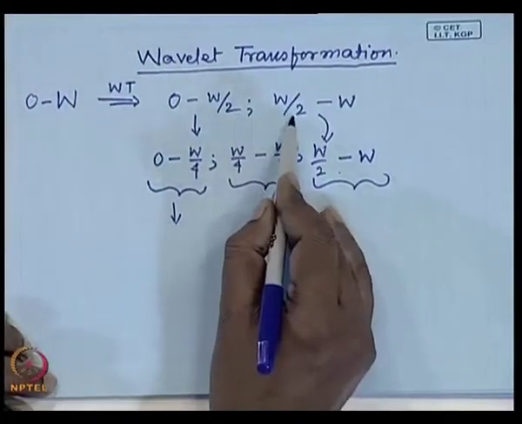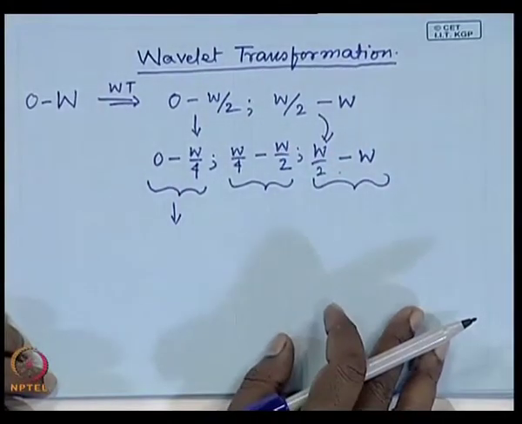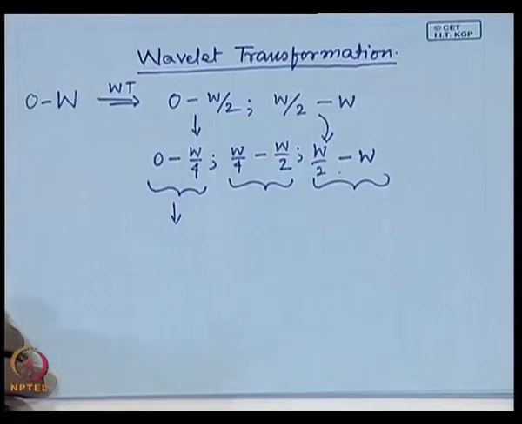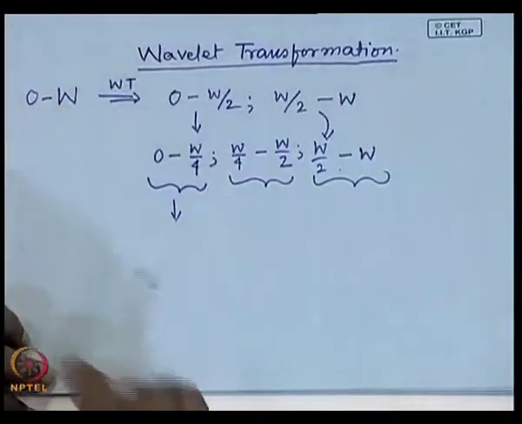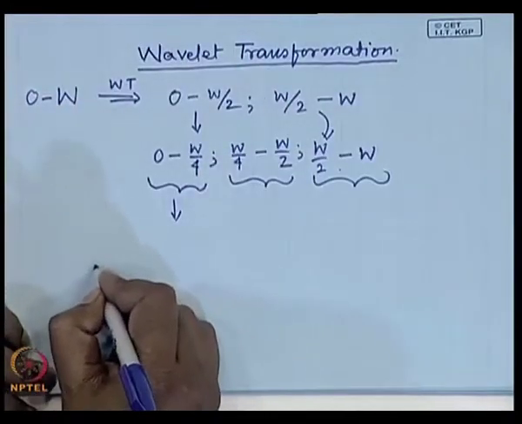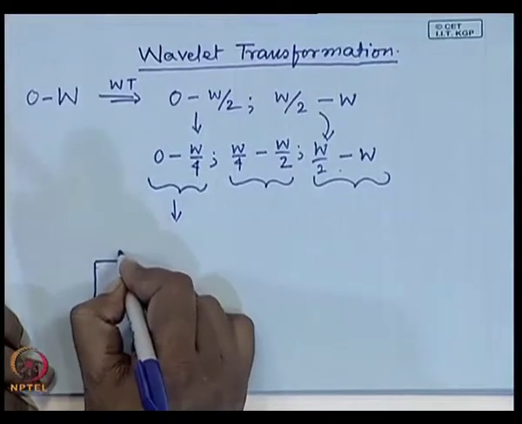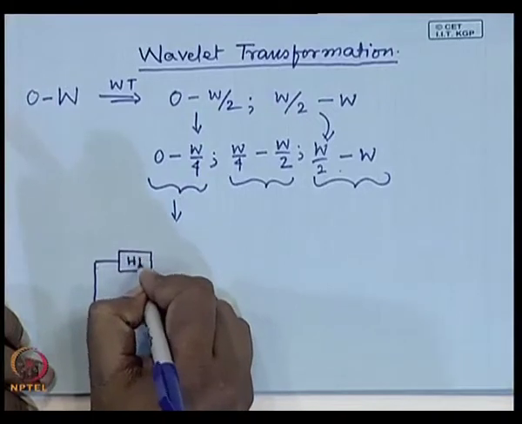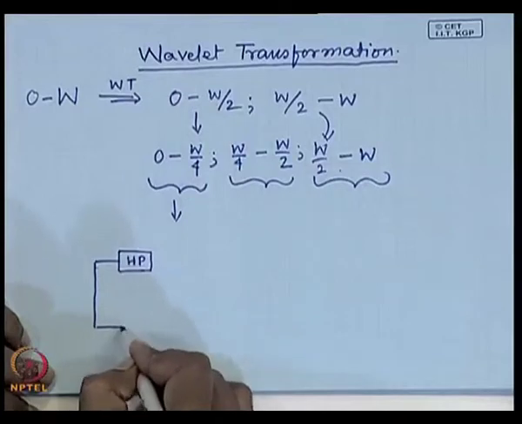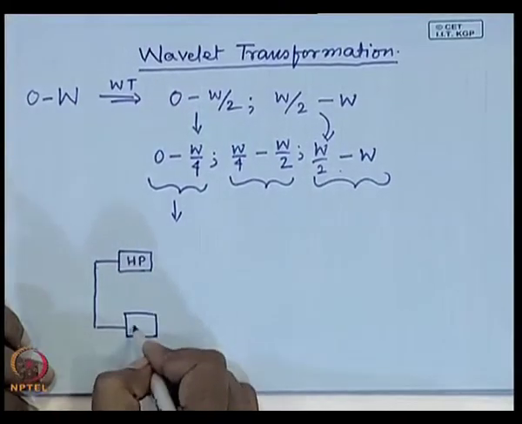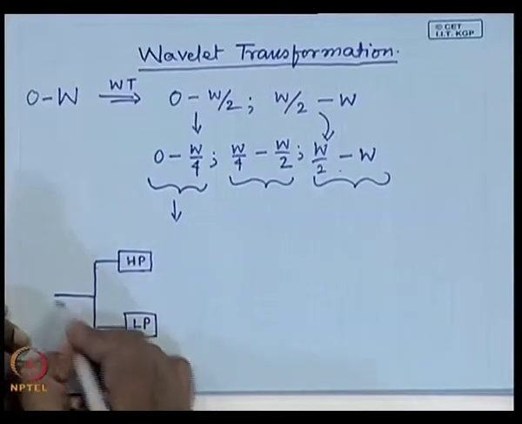Okay. Whereas, the higher subband W by 2 to W gives you the detailed information which is present in the image. Okay. So, I can represent this kind of filtering in the form like this. I have two filters: one is a high pass filter of cutoff frequency W by 2, and I have a low pass filter of the same cutoff frequency W by 2, and this is my input signal, say f.